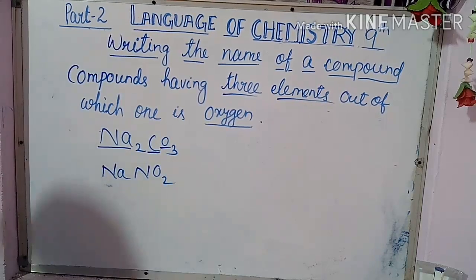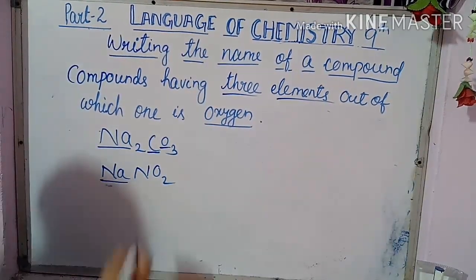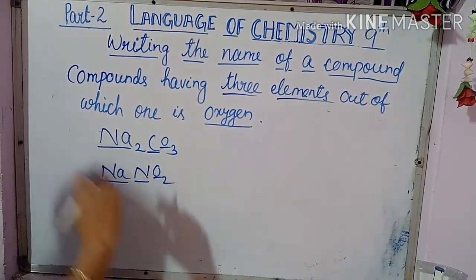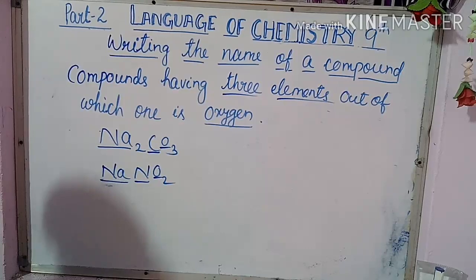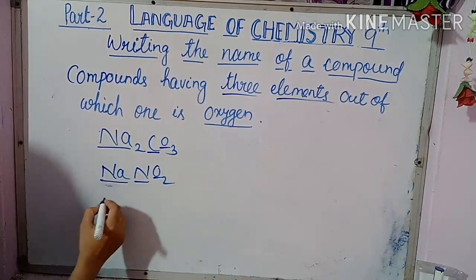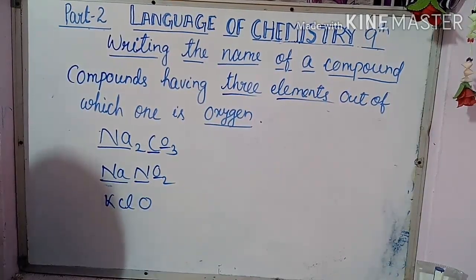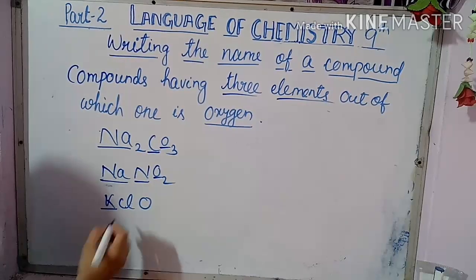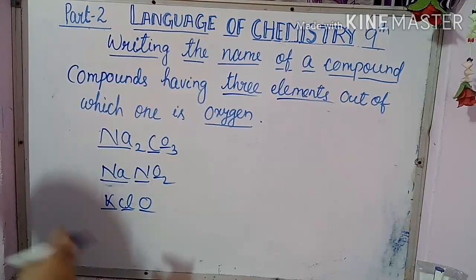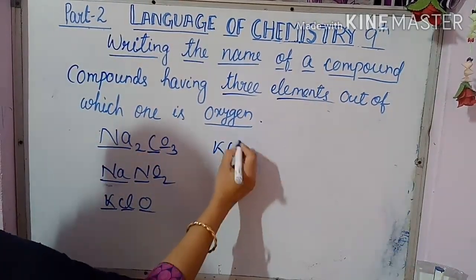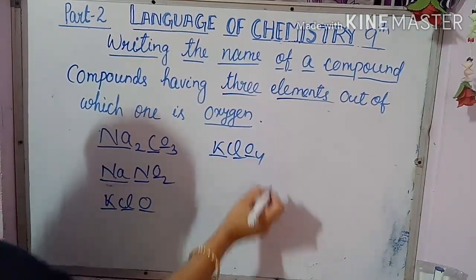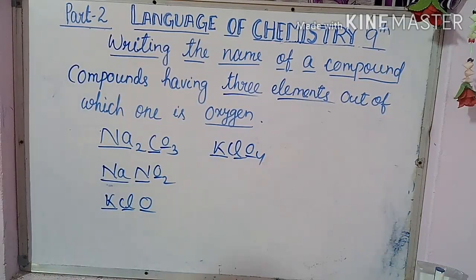Suppose I give you another one, NaNO2. Here also one element is Na, the second is nitrogen, the third is oxygen. But how many oxygen are present? 2 oxygen are present. Like this it can be 1 oxygen, or 4 oxygen. Suppose I give you another one, KClO. 3 elements are present: K, Cl, and the third element is oxygen, but here it is 1 oxygen. Another one is KClO4: 3 elements, K, Cl, and O, but the number of oxygen atoms is 4.